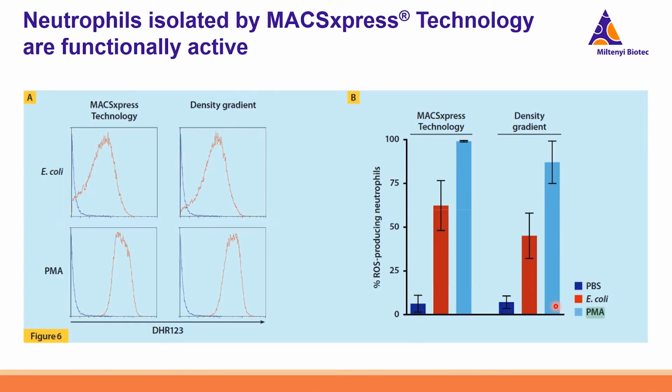Here the functionality of the neutrophils isolated with the MACSxpress technology was tested. The neutrophils isolated with the MACSxpress technology show high ROS production upon stimulation with E. coli, the red bar, and with PMA, a stimulant, the light bar, as compared to the density gradient. And these data were obtained from flow cytometry analysis.